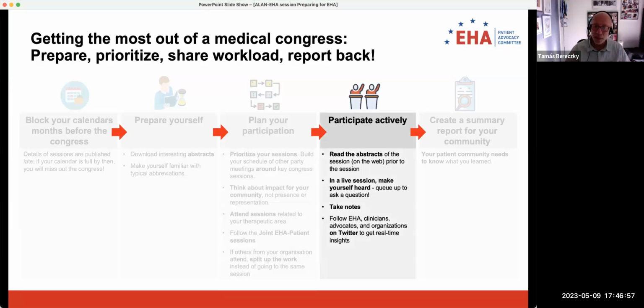To become active at the Congress, get ready, as I've already mentioned. But when you are in a session, when you are in one or the other type of meeting, then raise your voice, speak up, ask a question, obviously take notes, and also it makes a lot of sense to follow the event, the Congress or EHA, or even the participating patient organizations on Twitter for real-time insights, notifications, reminders, because you will be able to see where's the buzz, where do you need to go, where is there an interesting conversation or meeting happening.